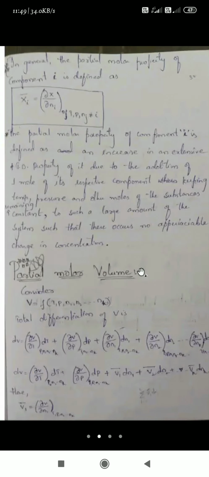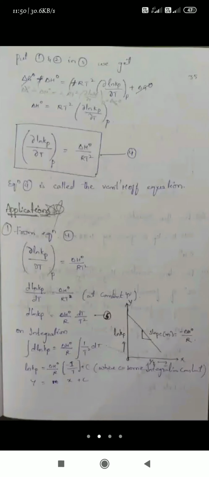How do you define a partial molar volume? Replace X by V here: V_i bar equals dou V by dou n_i at constant temperature, pressure, and n_j not equal to i. That gives the partial molar definition for component i. And these are all the partial molar properties. So this is the end of your thermodynamics. The entire thermodynamics is finished.